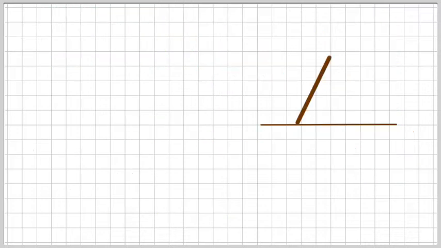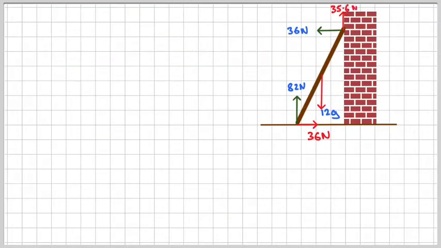Right, in the last part now, we need to find the value of the angle here, theta. So I've put in the values of the two frictional forces. They've been written in. Okay, in order to do this, we will need to take moments about this point here.